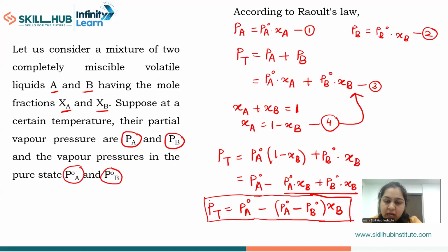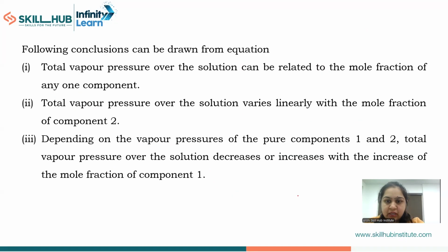Because over here we have taken this as component 2, XB will be component 2, we can make an equation which forms linearly. Linearly means it is not going to increase exponentially, it is going to increase linearly. For example, if I increase the value of XB, the total vapor pressure with XB is going to increase. That is what it has to say. And depending on the vapor pressures of pure components 1 and 2, total vapor pressure over the solution decreases or increases with the increase of mole fraction of component 1.